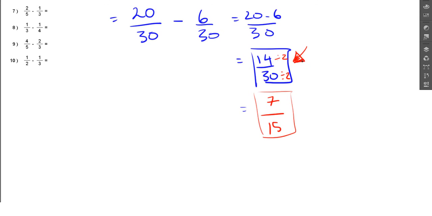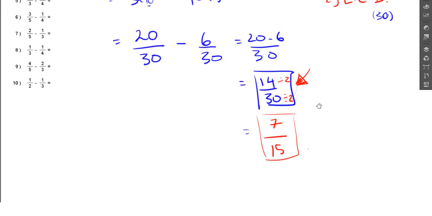If you're struggling with simplifying, we can work on that. Just remember that when you're simplifying, you have to find a number that both the numerator and denominator can be divided by. So in this case, it's 2. So 14 can be divided by 2, and 30 can be divided by 2, which gets us 7 over 15. Okay, but if you get 14 over 30, great. That's great.